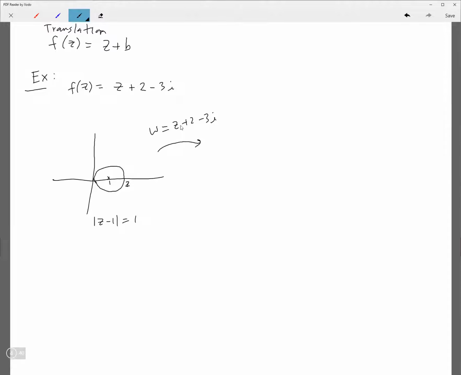So what's going to happen is the plus 2, that's going to shift it to the right by 2. And this is going to shift it down by 3. So this is the real part, which is the x-axis, and this is the imaginary part, which is the y-axis. So that's up and down. So this will shift us to the right by 2, and this will shift us down by 3.